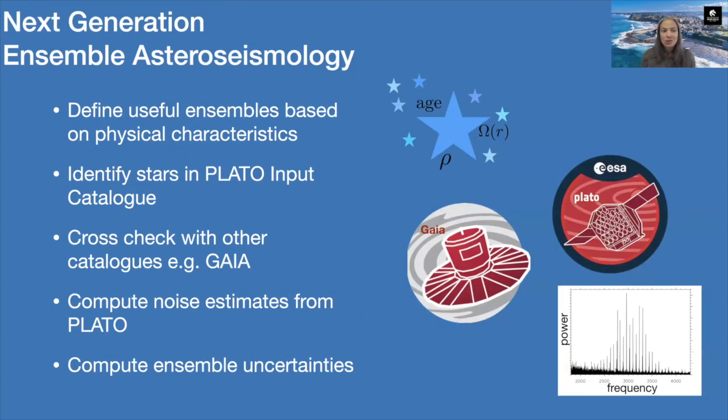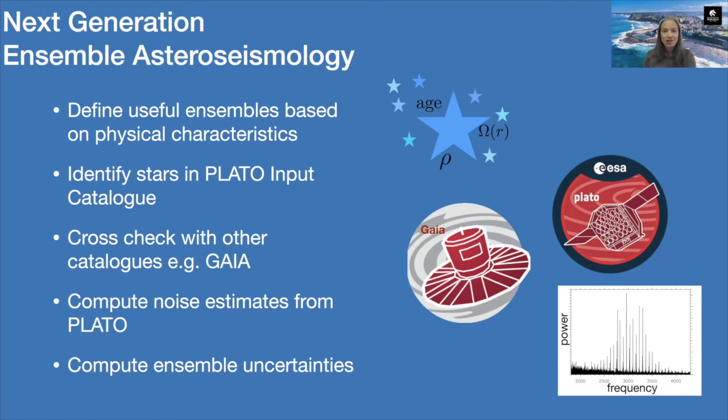And this leads us to doing this next generation ensemble astroseismology, where we just have so many stars and we can go beyond looking at trends. But we need to do this. We need to define useful ensembles based on the physical characteristics of the stars. And we need to couple this with the stars that will be observed by Plato. So looking at the Plato input catalog and seeing how many stars we have there in these useful ensembles.